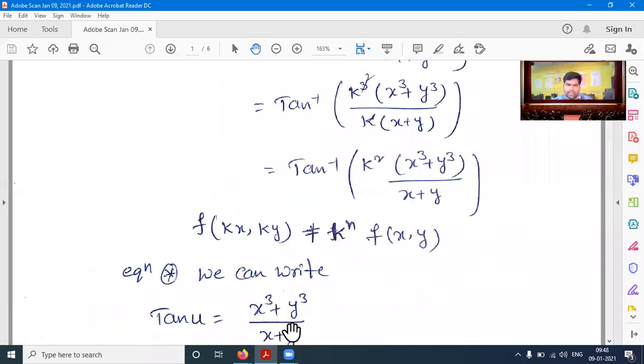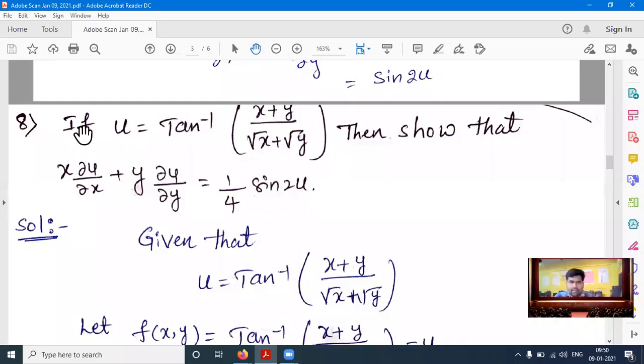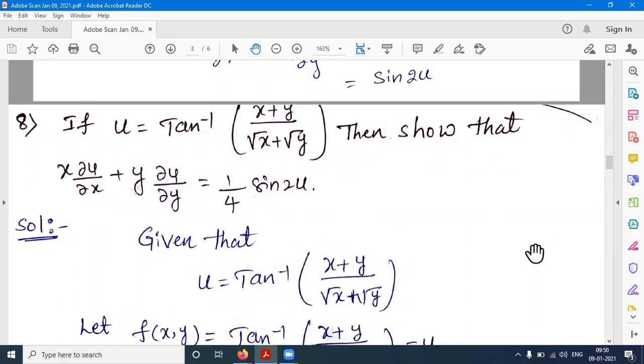Okay, right. See one problem. So x into dou u by dou x plus y into dou u by dou y is equal to sin 2u. Next problem. If u is equal to tan inverse of (x plus y) by (root x plus root y), then show that x into dou u by dou x plus y into dou u by dou y is equal to 1 by 4 into sin 2u.